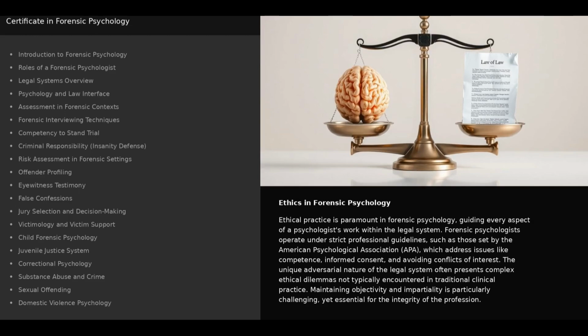Ethics in forensic psychology. Ethical practice is paramount in forensic psychology, guiding every aspect of a psychologist's work within the legal system.